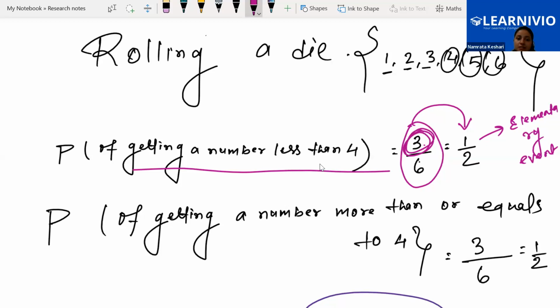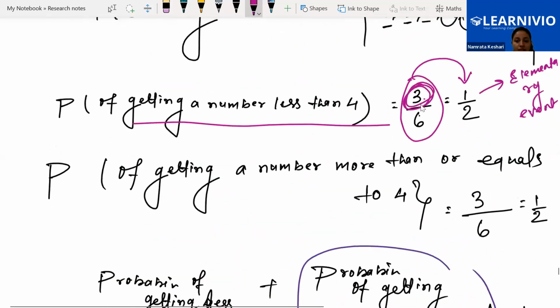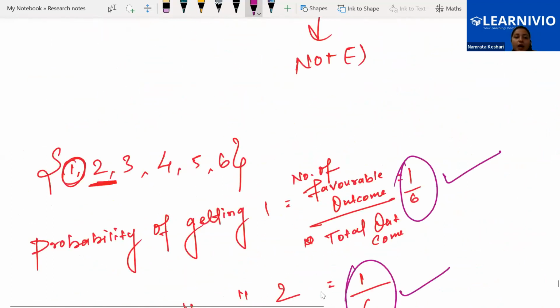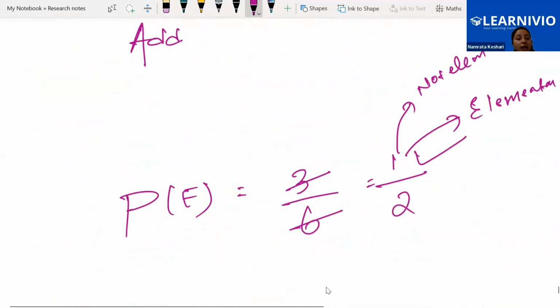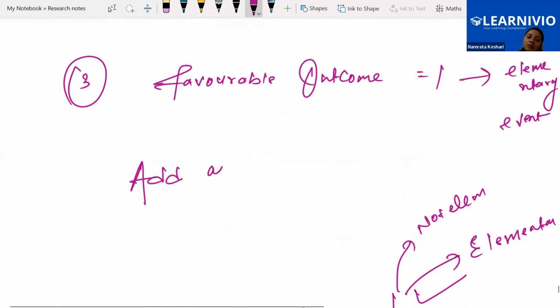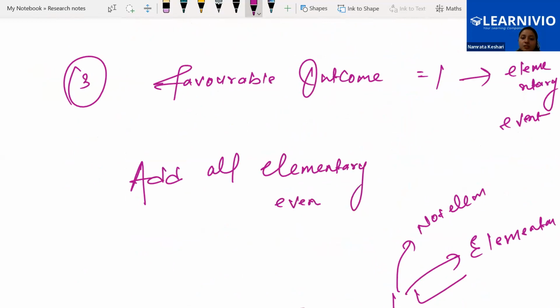Similarly, the other one is also not an elementary event. However, the sum is 1. Can you see? 1 by 2 plus 1 by 2, the sum is 1. But it was not an elementary event. So for elementary events the sum will be 1, but just because the sum is 1 doesn't mean it has to be elementary. Getting it? The meaning of elementary is that the favorable outcome has to be 1. And if we add all the elementary events, that time the sum will be 1. This much is clear to you? Yes or no?